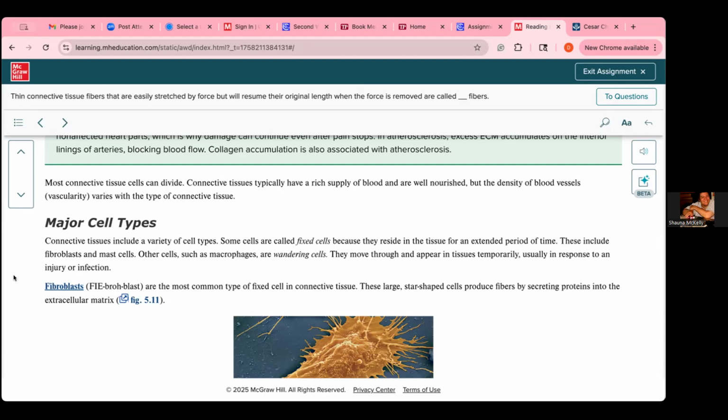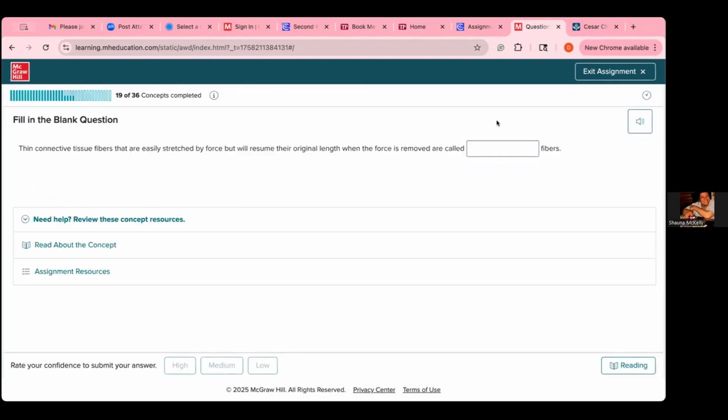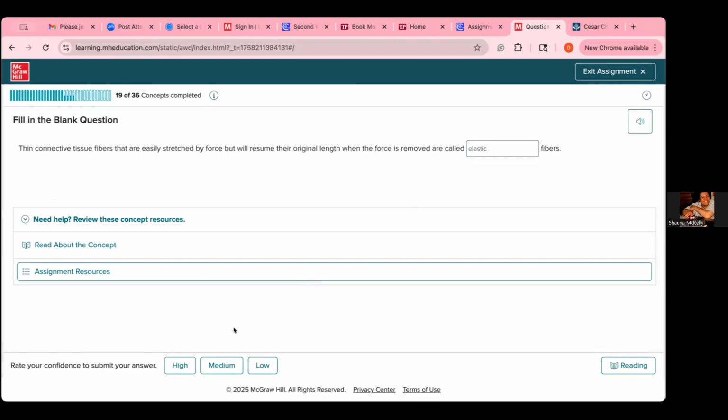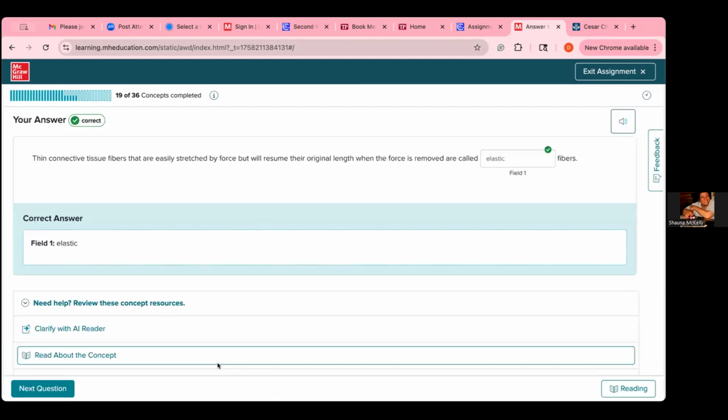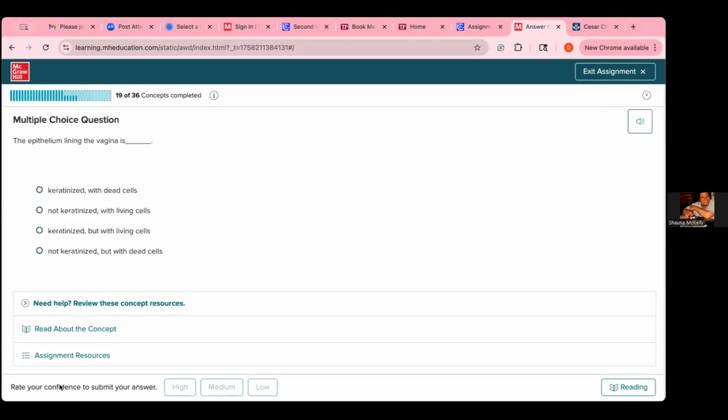I would say elastic fibers. Is it, let me see, I think it's fill in the blank. Go ahead and go back. I think it's elastic. Elastic fibers. Try it. Yeah, right. Because they're made from elastin. Okay.